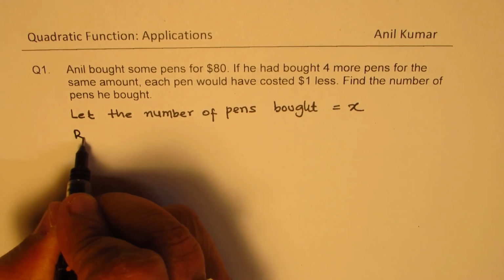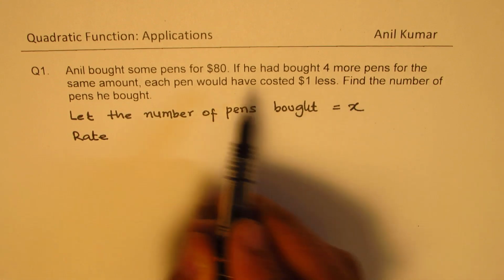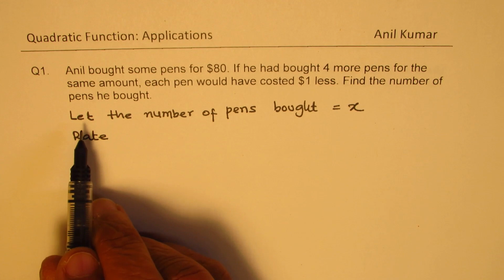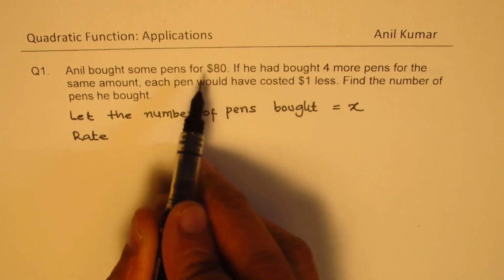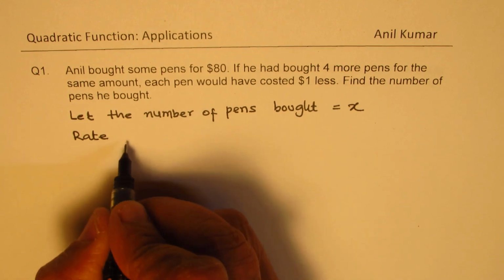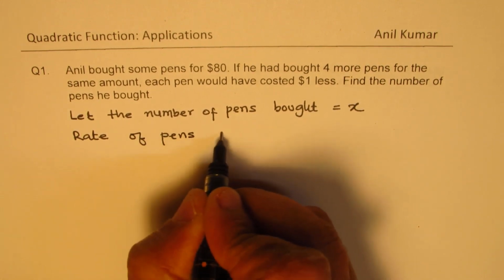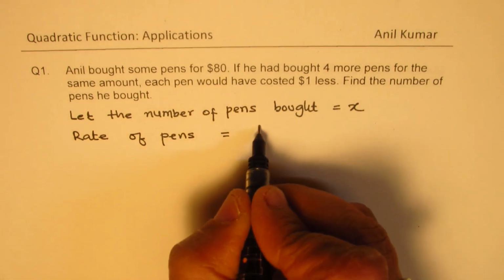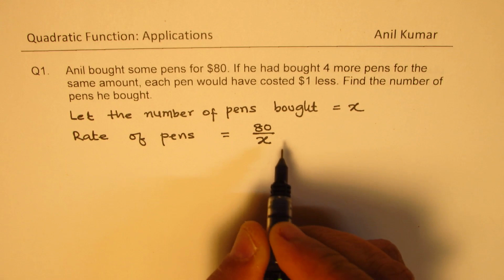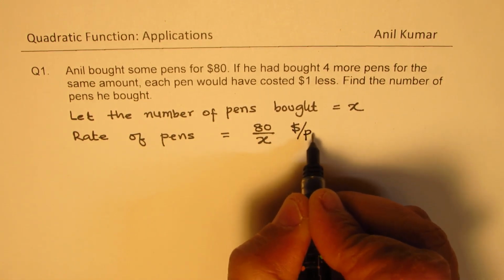So rate is what? Rate is total amount divided by total quantity, right? So let x be the total pens and this is the total cost. So rate is dollars per each. So rate of pens is 80 over x, right? So that is dollars per unit. This is dollars per pen.